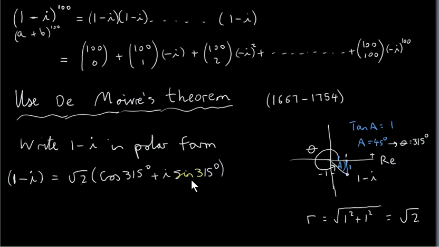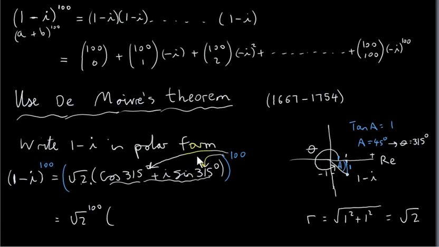Now, after writing 1 minus i in polar form, we raise 1 minus i to the power of 100. So we raise all of this thing here to the power of 100. And this is where de Moivre's theorem comes into play. We have a product in here: root 2 times this complex number. When we have a product raised to a power, we just put each part of the product to the power. So we put root 2 to the power of 100, and we put all of this here to the power of 100. Now, de Moivre's theorem says that we can multiply the power by the angle, or by the argument.